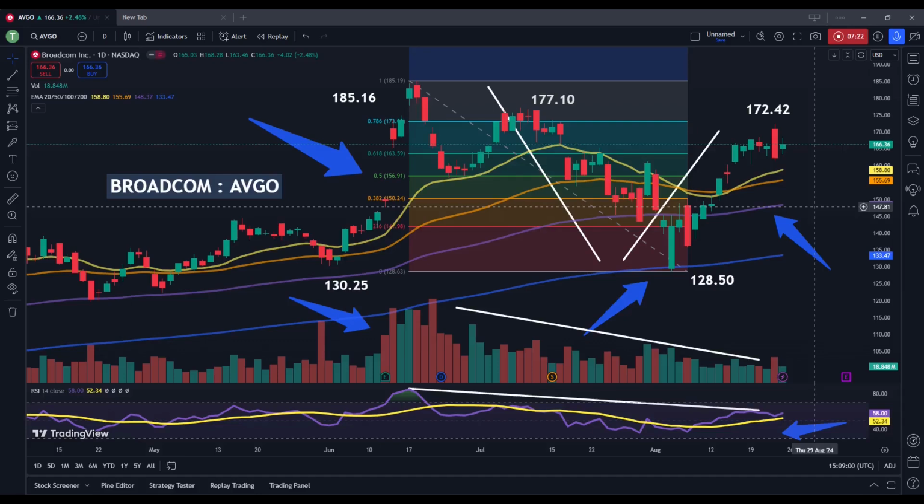So here's the current market analysis for Broadcom Incorporated, stock ticker AVGO.